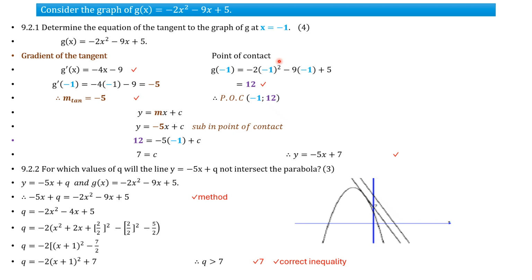For the point of contact, meaning where the two graphs make contact, we substitute minus 1 into the original equation. So that would give me g(-1) equals -2 times (-1) squared minus 9 times (-1) plus 5. So 5 plus 9 gives me 14. 14 minus 2 would give me 12.